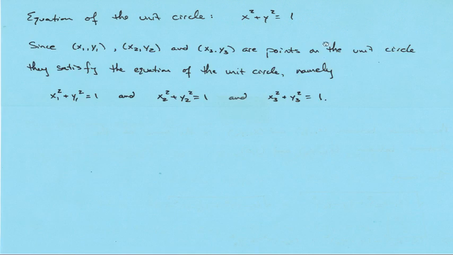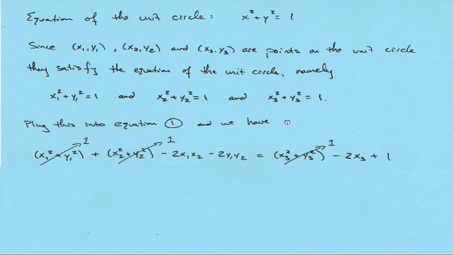Now we remember that the equation for the unit circle centered at the origin is given by x squared plus y squared is equal to 1. Now we made the assumption in our drawing that x sub 1, y sub 1, x sub 2, y sub 2, and x sub 3, y sub 3 are points on the unit circle. And so that means they satisfy the equation for the unit circle. So this gives us x sub 1 squared plus y sub 1 squared is 1. X sub 2 squared plus y sub 2 squared is 1. And x sub 3 squared plus y sub 3 squared is 1.